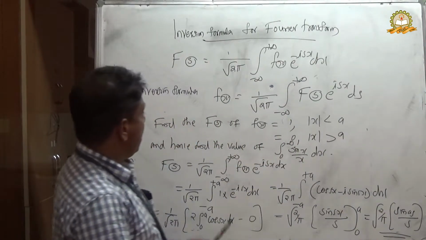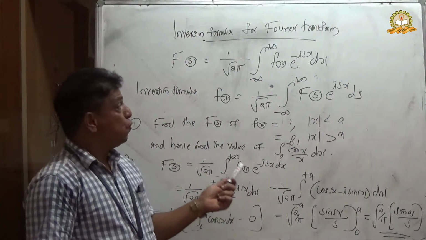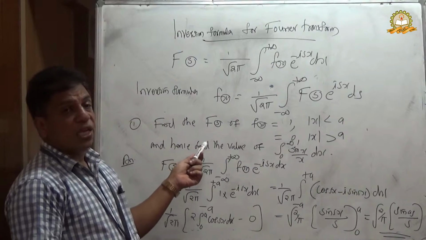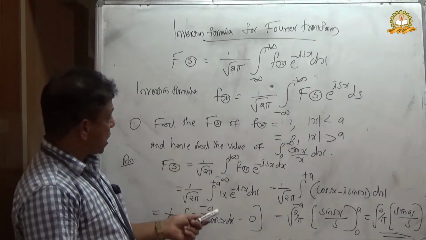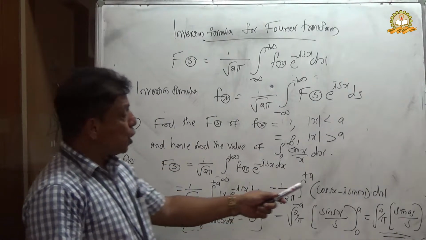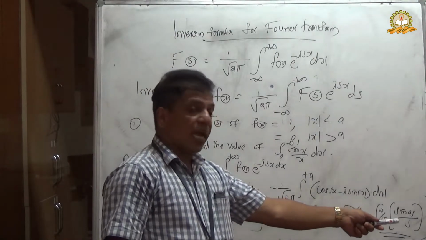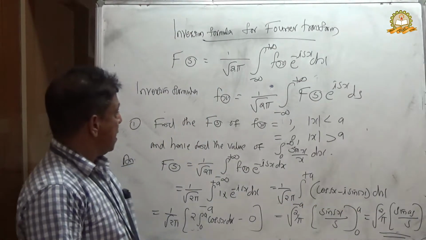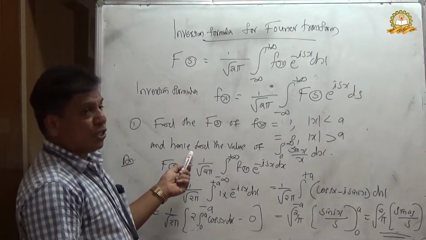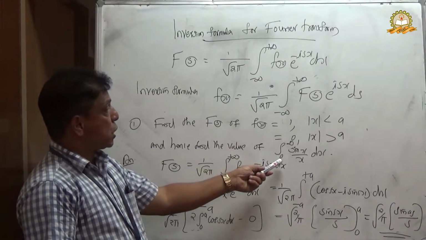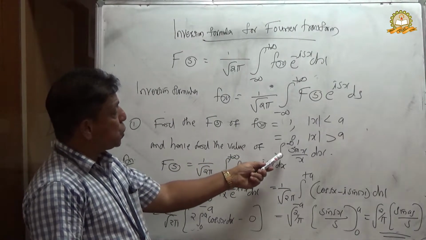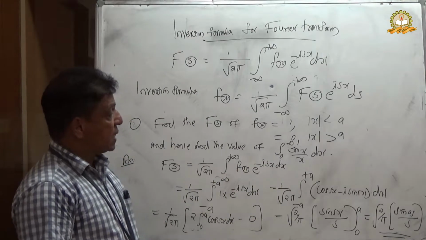Therefore, we first find out the Fourier transform of the given function. The Fourier transform is equal to root of 2 by pi into sin as by s. Then we have to evaluate one of the applications of the Fourier transform. We have to evaluate the integral from 0 to infinity of sin x by x dx.